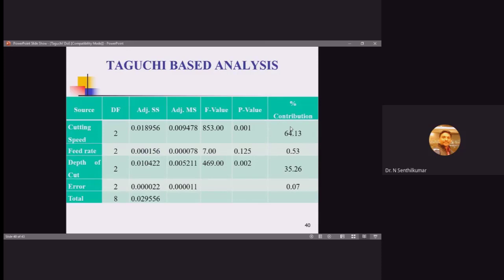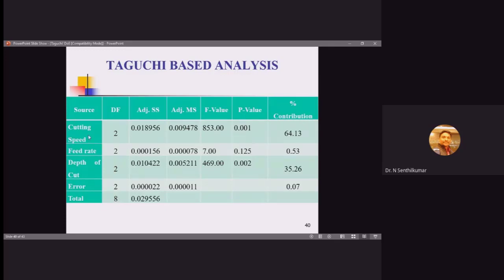64.13%. So the influence of cutting speed is higher, followed by depth of cut, and then followed by feed rate. Here, one more thing that we have to see is the degrees of freedom. The total number of experiments is 9. So total degrees of freedom is 9 minus 1, which is 8.